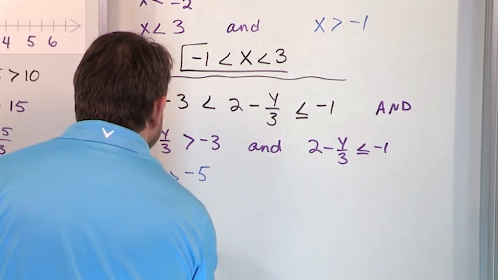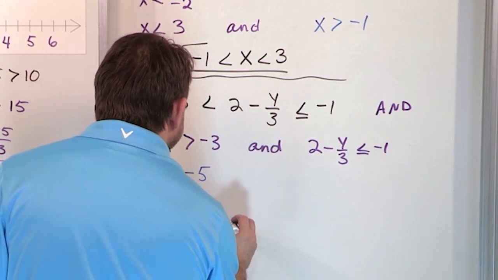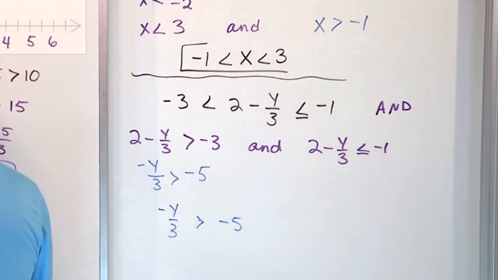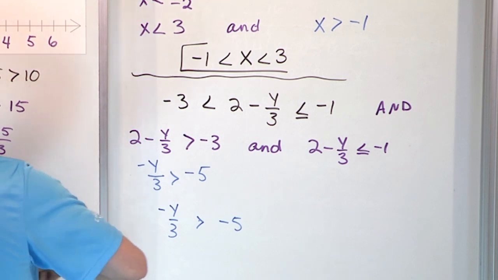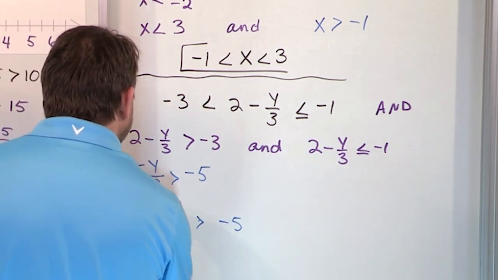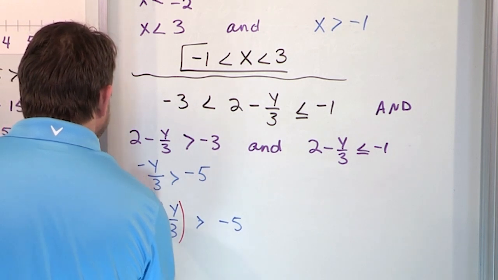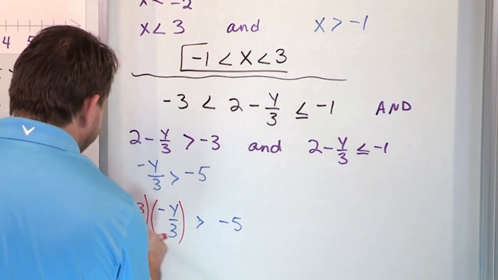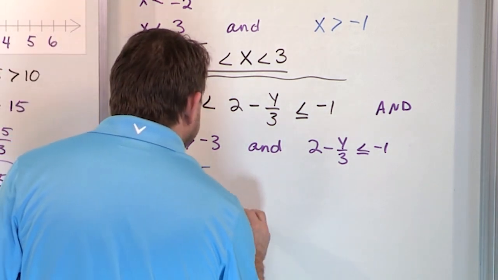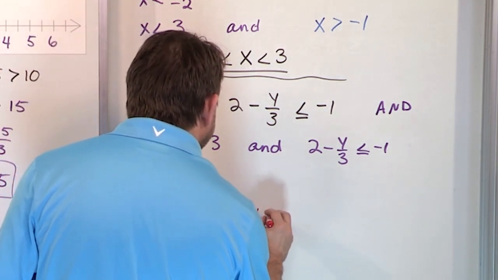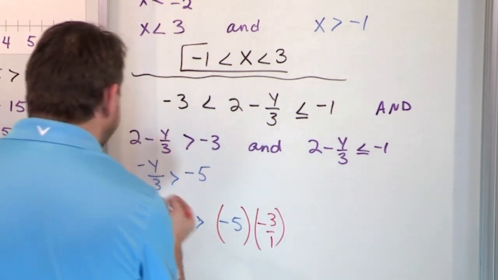-y over 3 greater than -5. What I would like to do, I can do anything I want to both sides. So I'm going to multiply the left-hand side by what? By -3 over 1, or basically -3. And when I do that, I also then have to multiply the right-hand side by -3 over 1, which is just multiplying both sides by -3.